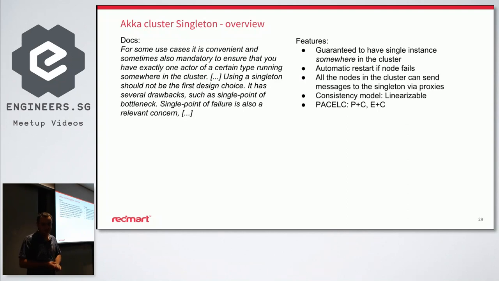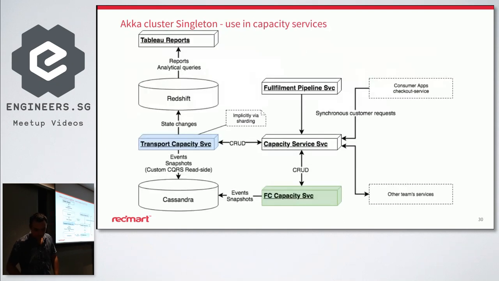So in this case, consistency model is linearizable. So all the requests are linear because of the guarantees that Akka actor inbox provides. In terms of PACELC, favors consistency always. Used in FC capacity to model actual domain objects, and in transport capacity indirectly, because Akka cluster sharding uses singleton as a sharding coordinator.